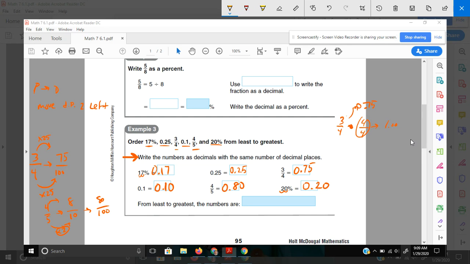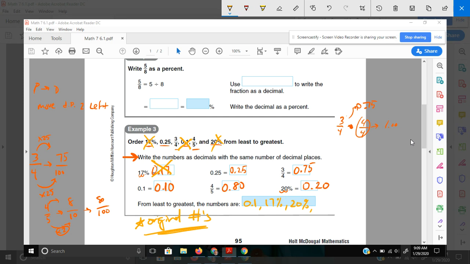Now write them from least to greatest, and write them as the original numbers. So the original number was 0.1. Okay, same as up here. Next, my next smallest number looks like it's 0.17. And that was originally written as 17%. So I'm going to keep it as a percentage. Next is 20%. So that was originally written as a percentage.